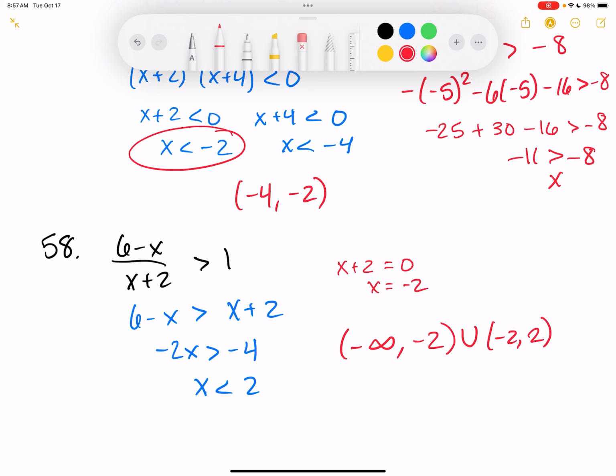Okay, and then it's a parenthesis again because it's just less than. And we do that because, again, we can't have 0 in the denominator because it becomes undefined, and it's got to be less than 2. So we're basically eliminating 2, and anything greater than 2, and we're eliminating -2 because it causes a problem.